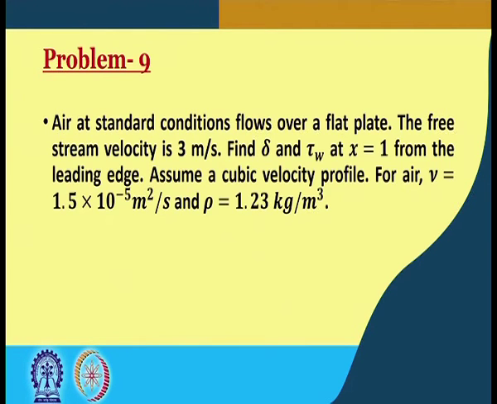We will see another problem which says that air at standard conditions flows over a flat plate. The free stream velocity is 3 meters per second. Find delta and tau w at x is equal to 1 meter from the leading edge. Assume a cubic velocity profile. For air, nu is equal to 1.5 into 10 to the power minus 5 meter square per second, and rho is equal to 1.23 kilogram per meter cube.